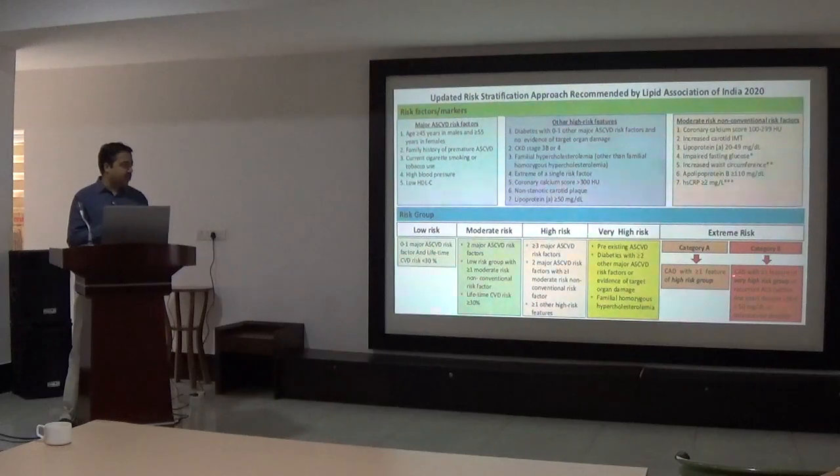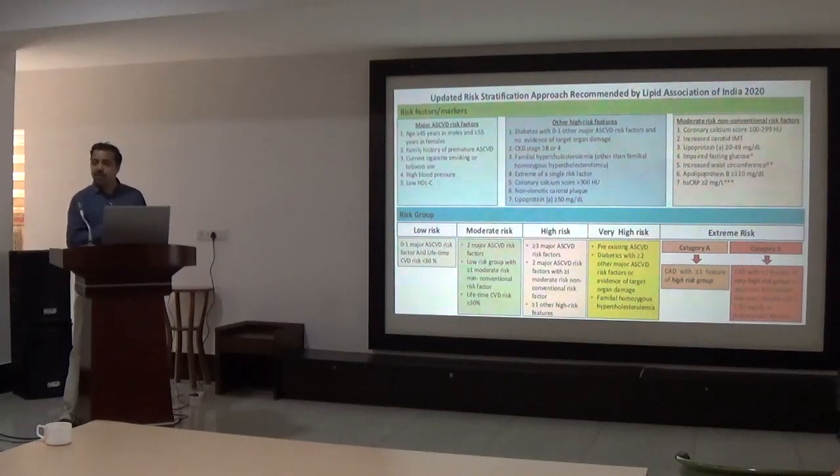Category B is coronary artery disease with more than one feature of very high risk. What is the very high risk group? Very high risk group is pre-existing atherosclerotic cardiovascular disease, diabetes with more than two other major atherosclerotic cardiovascular disease risk factors, or familial homozygous hypercholesterolemia. This makes the patient extreme high risk category. Majority of our patients have pre-existing atherosclerotic cardiovascular disease, or diabetes with more than two risk factors like age more than 45, family history, current cigarette smoking, high blood pressure, low HDL.